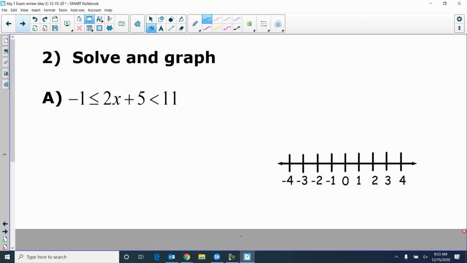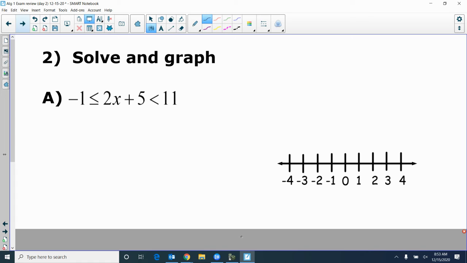The second set of problems here, these are the compound inequalities. All right, now some of you had some issues with these the first time. Kind of got two things going on. It says -1 is less than or equal to 2X plus 5, which is less than 11.